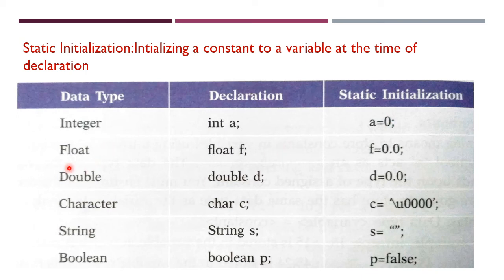For float f, f is equal to 0.0. Whenever you declare a variable, it is a good programming practice to initialize those variables with some initial values. Double d. D is equal to 0.0. Char c. C is equal to backslash u, followed by four zeros. This is a null, an empty space. String s is equal to double quotes, empty space here also, nothing, just double quotes. Boolean p. P is equal to false. We are initializing p to false.